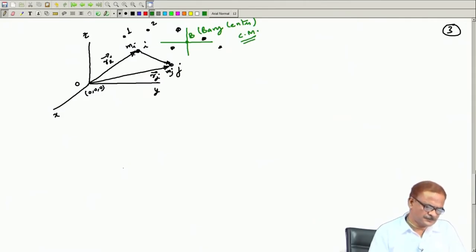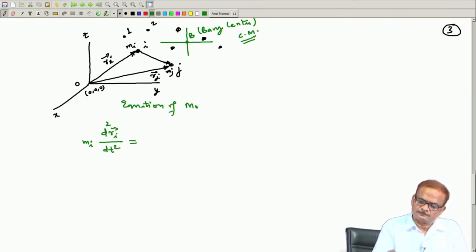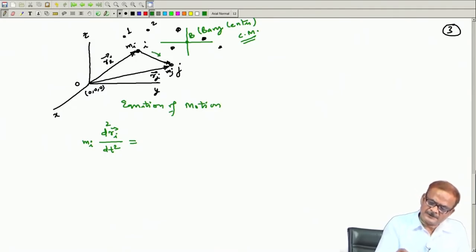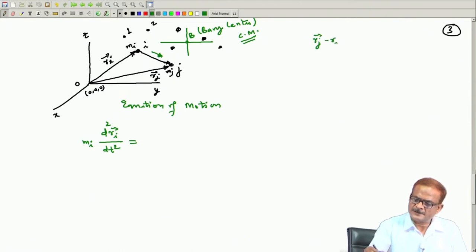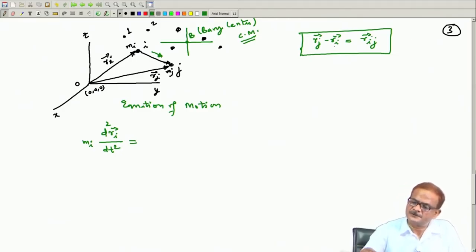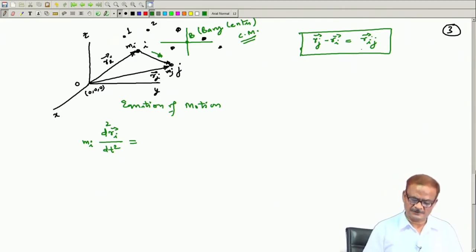Okay, so we will write the equation of motion for this and thereafter we will work out further. So, m_i d²r_i by dt². On the i-th particle, the force is acting in this direction as shown by the green arrow. And the notation we are going to use, we will write r_j minus r_i equal to r_ij. Some books may write r_ji instead of r_ij. So, irrespective of the notation you use, the physics will not change.